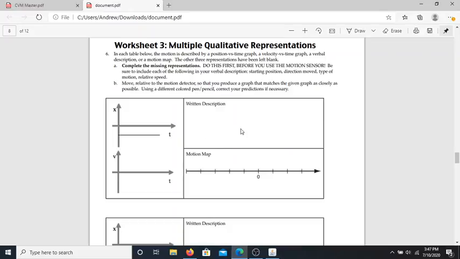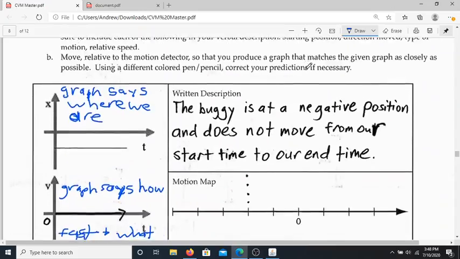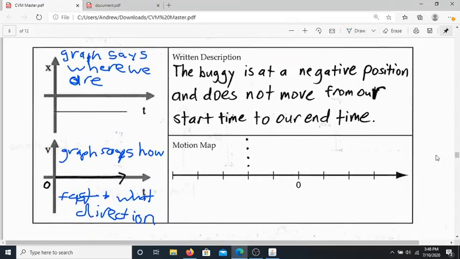Okay? And of course, for the motion map, we're going to pick a starting point. Remember, there are no numbers here, so it's not particularly important where you put it on the motion map, except for the fact you need to make sure you're on the negative side of it. This is a motion map, so remember, we're putting dots to represent where we are every second. Because this object is not moving, as we talked about in the previous worksheets, we just draw dot, dot, dot, dot, vertical dots to represent that I'm not changing my position at all. So when you put that all together for the first one, it should look like this.